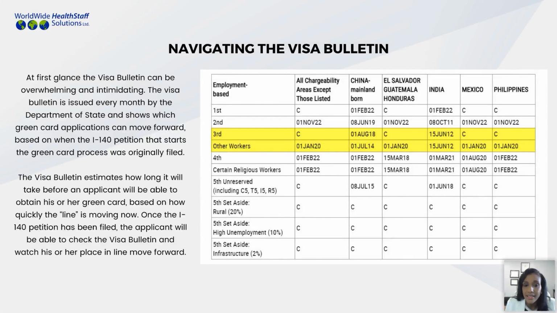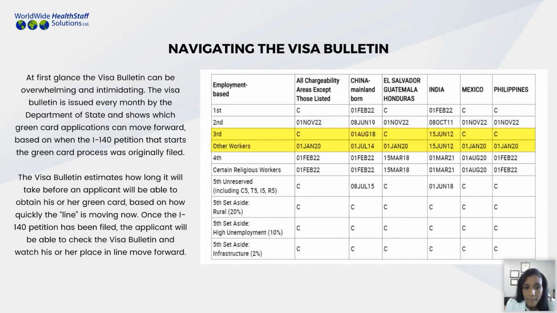If you look at the column for China, you'll see they're processing cases that were filed up to August of 2018. And if you look at India, you'll see they're processing cases that were filed up to June of 2012. All the other visa categories are actually current right now for E3 visas.